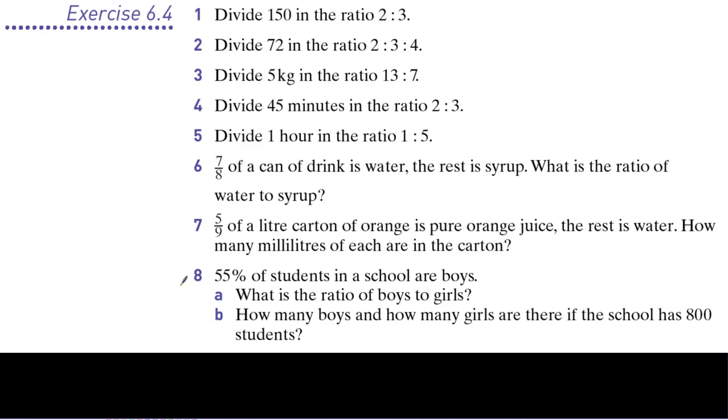Here, normally the exercises are starting, but I want to show one exercise from here that we were solving last year. 7 over 8 of a can of drink is water. The rest is syrup. What is the ratio of water to syrup? I'm solving question number 6. 7 over 8, this is the whole portion, and this is the water's portion.